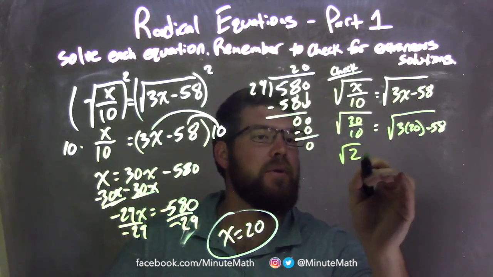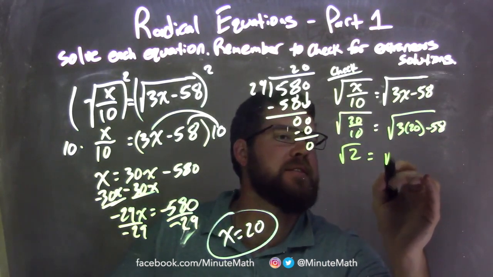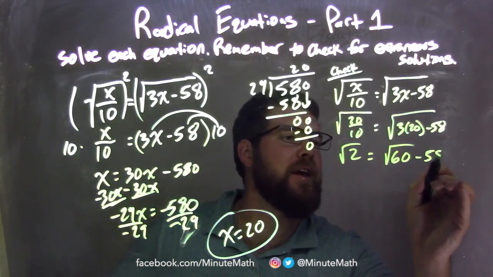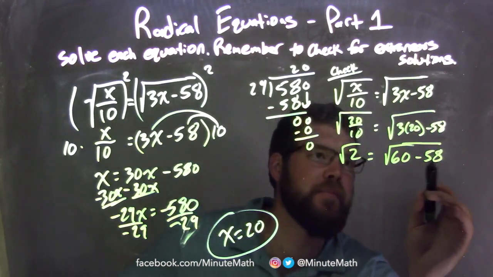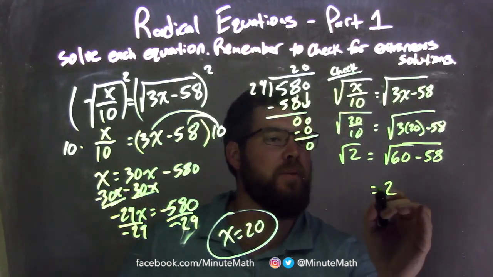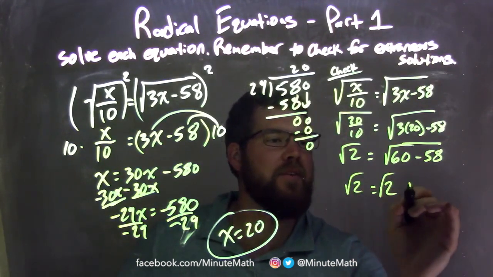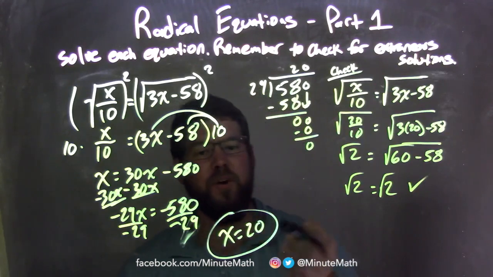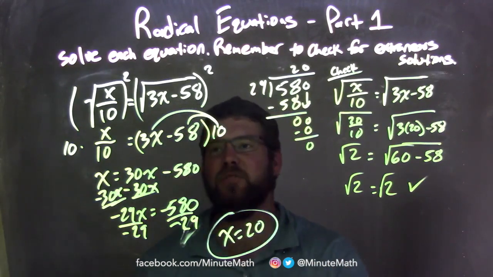So we have square root of 2 here. And 3 times 20 is 60 minus 58. Remember, the square root goes over both parts right there. 60 minus 58 is just 2. So we have square root of 2 on the right and square root of 2 on the left. Left and right are both equal, confirming x equals 20 is my answer.